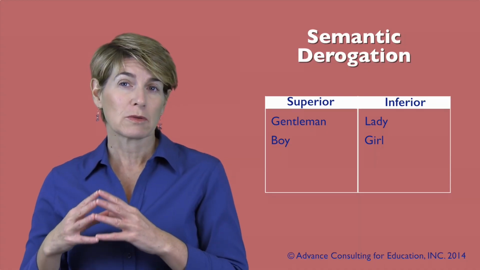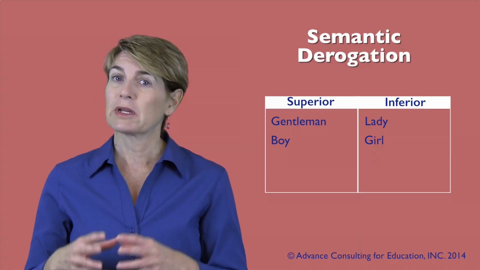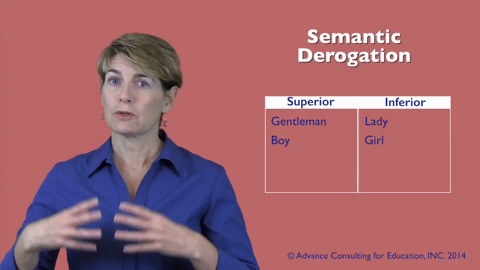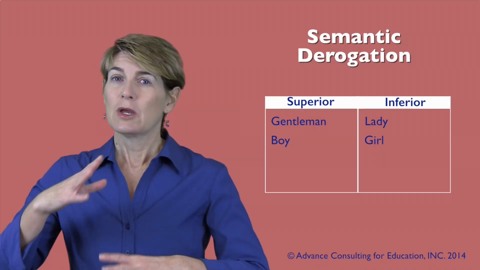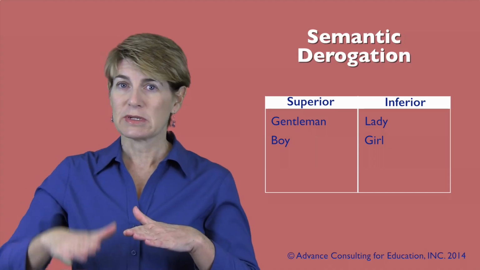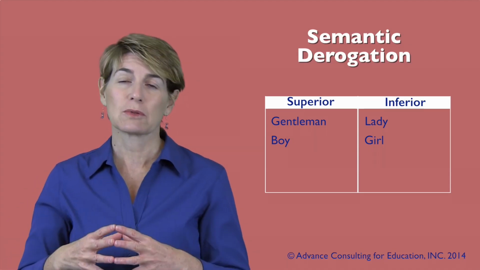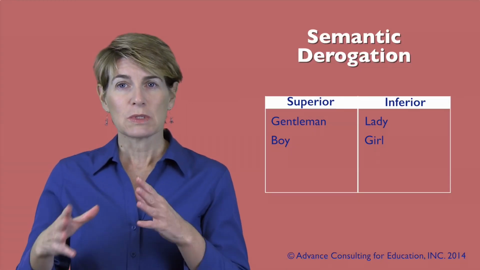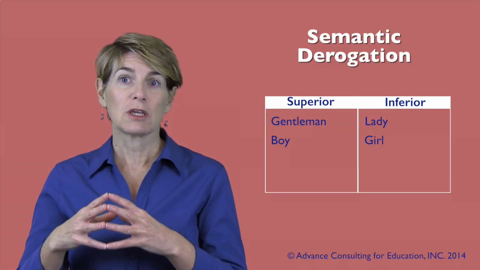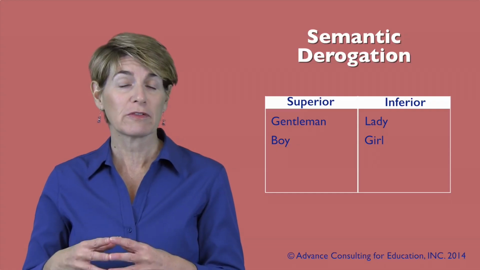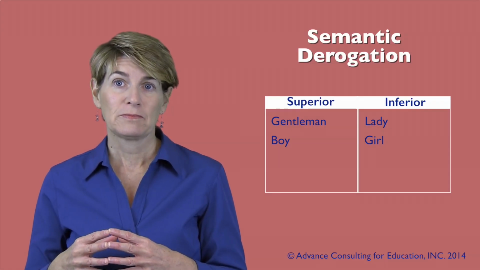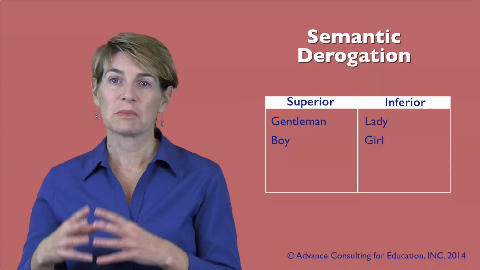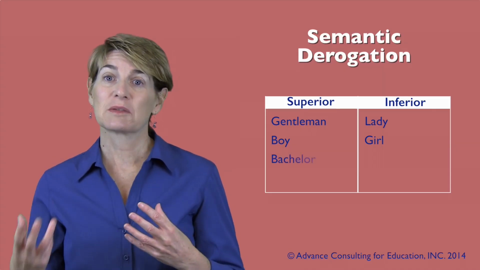Some people would argue that there's similar semantic derogation happening with the word boy. If we use the word boy to refer to a mature male, for example, we're once again taking that person down in status, either socioeconomic status or just power status. So we see a little bit of semantic derogation in both the male and female terms, but definitely more on the female side. And a final example of semantic derogation comes with the pair of words bachelor and spinster.